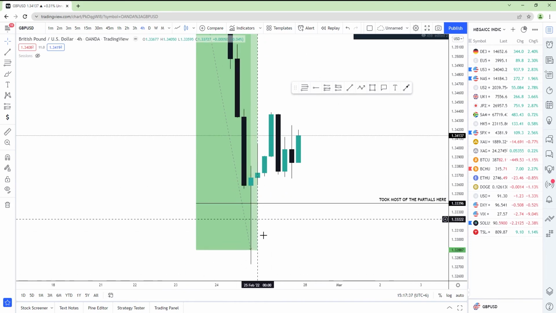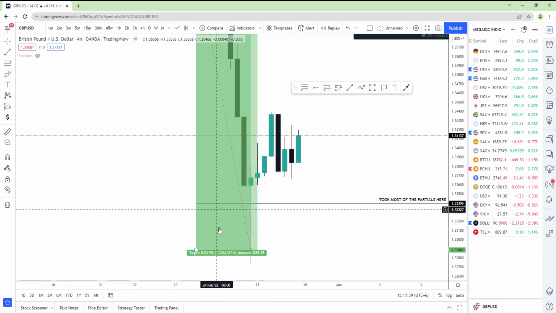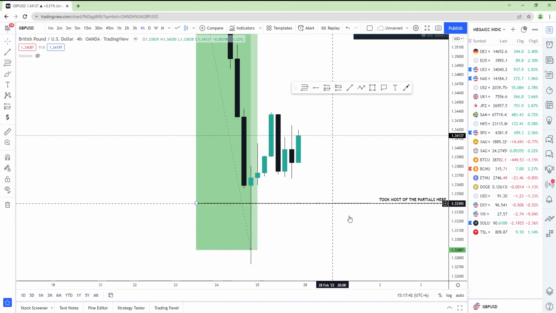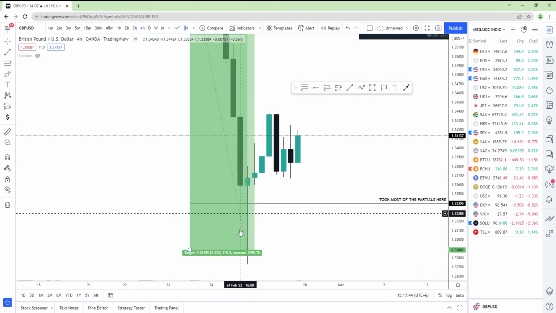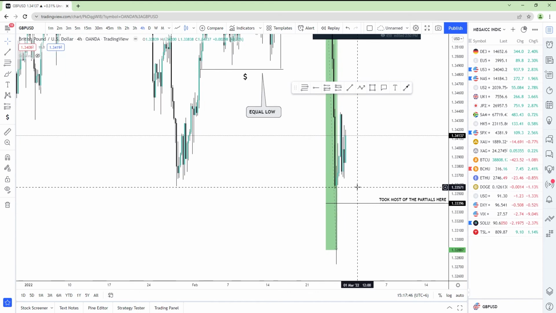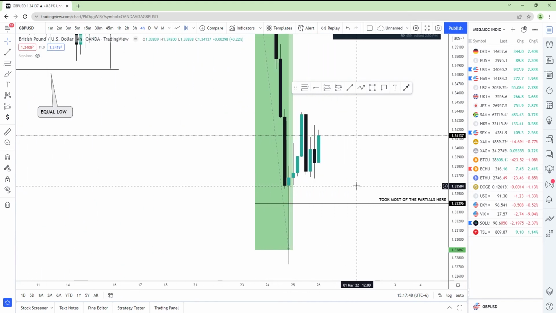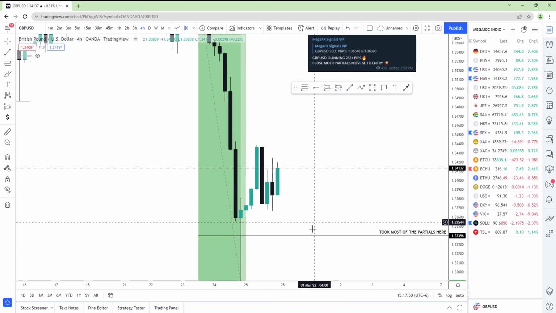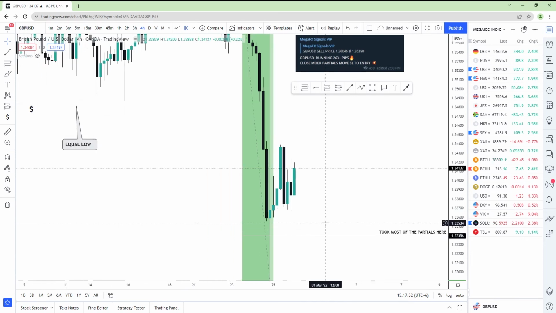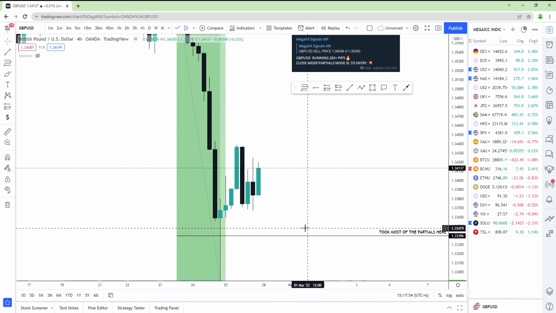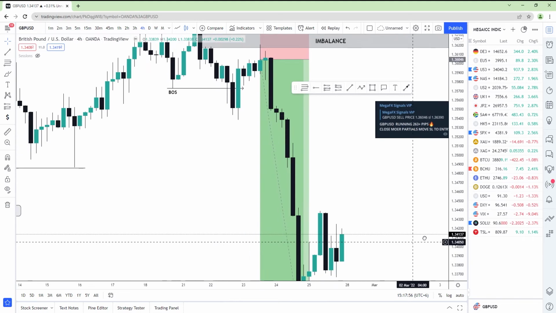This was the result of, I guess, the Ukraine-Russia war. So this was a huge move downwards, and price got shot down. So we closed most of our position here because we saw some weird price action. So yeah, this is it.